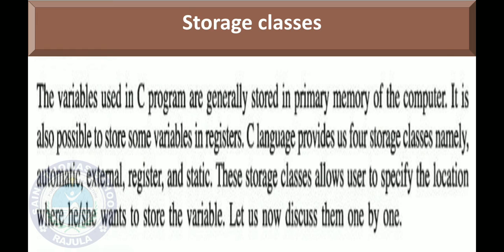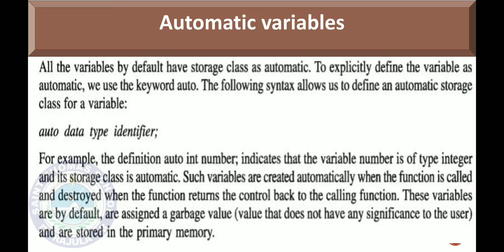So these storage classes allow the user to specify the location where they want to store the variable. Based on the storage class, the user can decide which type of variable they want to declare, or where they want to store the variable in the memory. So let's now discuss all the 4 types of storage class in detail. The first one is the automatic variables, that is, the automatic storage class.